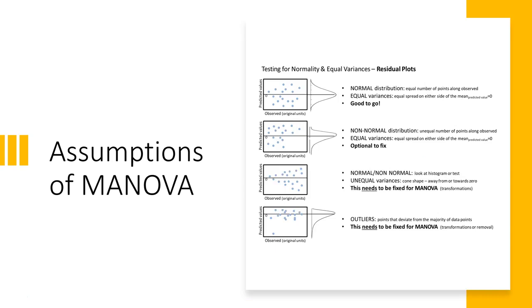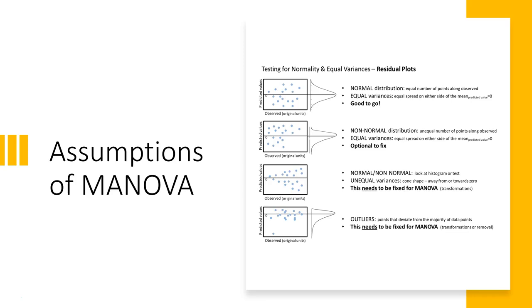Another thing that we need to look at are our residual plots. So when we're testing for normality and equality of variance, if we have a normal distribution with an equal number of points along our observed axis, and equal variances spread out on either side of the mean predicted value being 0, we're good to go. But if we have a non-normal distribution, which would be an unequal number of points along our observed axis, with equal variances spread on either side of the mean being 0, we might want to perform some optional fixes.